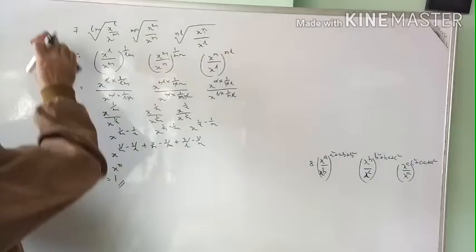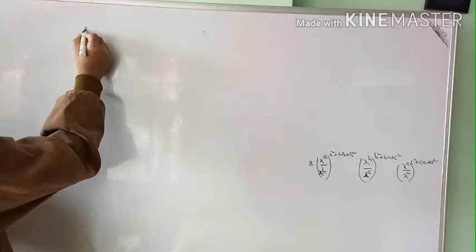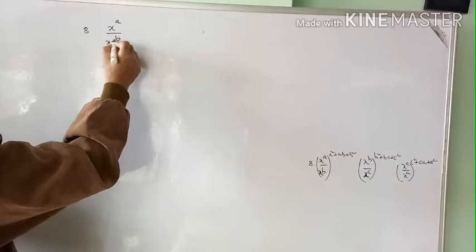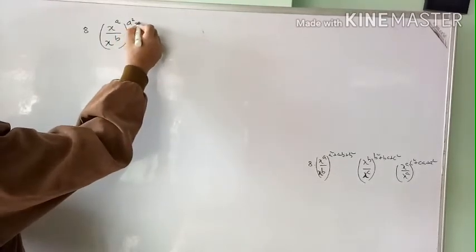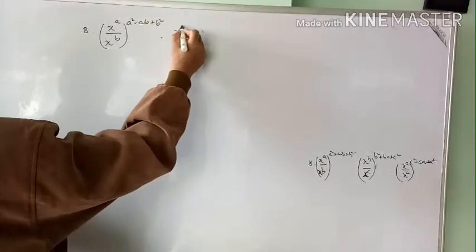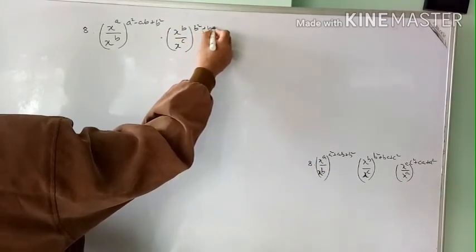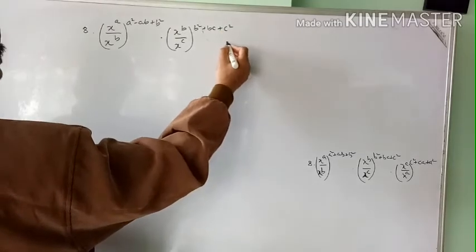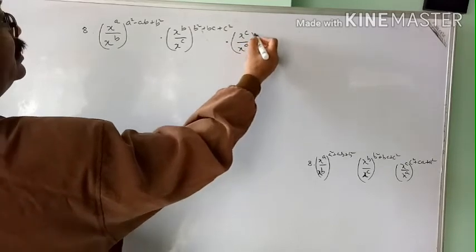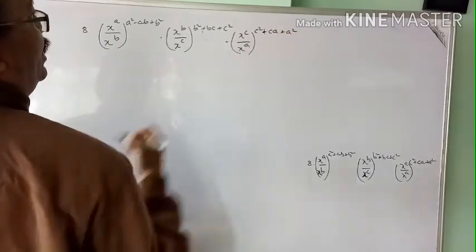Now we'll take the last question, question number 8. Given: x to the power a by x to the power b whole to the power a square plus ab plus b square, into x to the power b by x to the power c whole to the power b square plus bc plus c square, into x to the power c by x to the power a whole to the power c square plus ca plus a square.